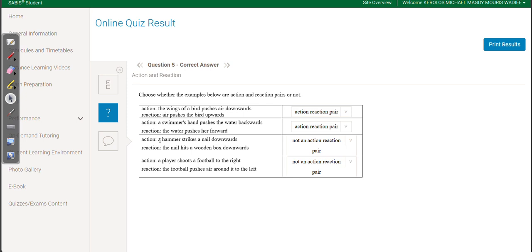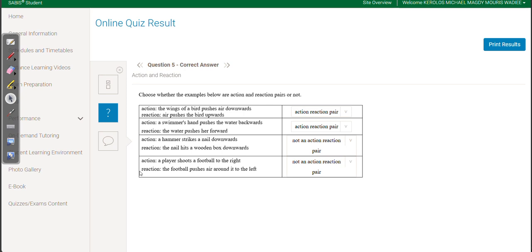Action: a hammer strikes a nail downwards. We expect the reaction to be nail on hammer, upwards. But here they said the nail hits a wooden box downwards. We cannot have three objects, the hammer, nail, and the wooden box, in an action-reaction pair. So this is wrong. It's supposed to be nail on hammer. Since the action is hammer on nail, the reaction will be nail on hammer.